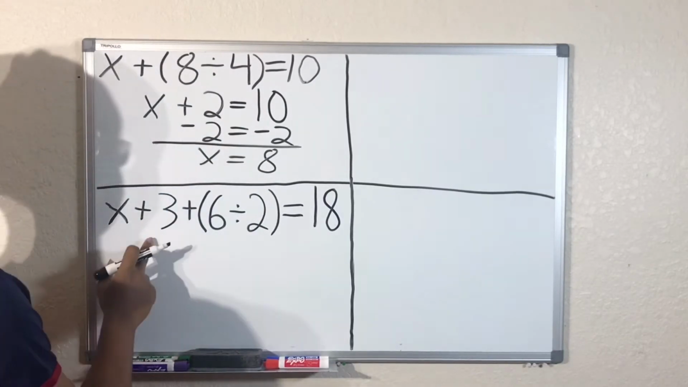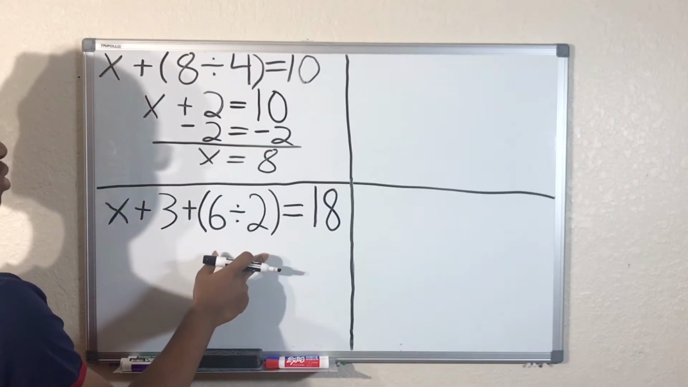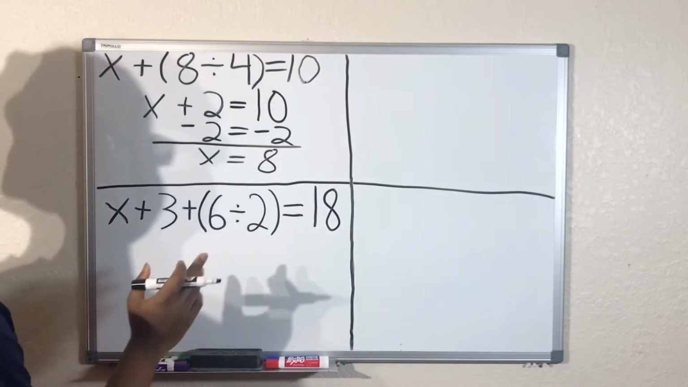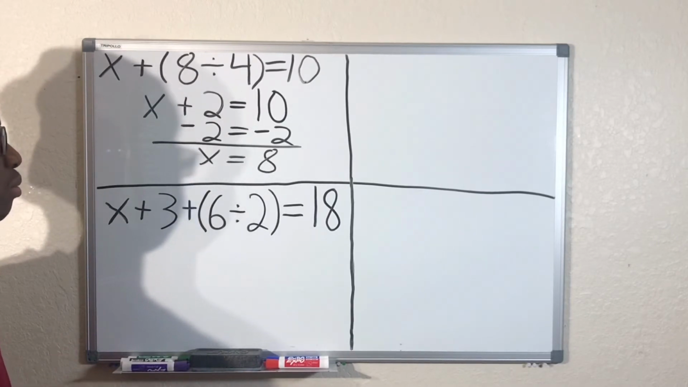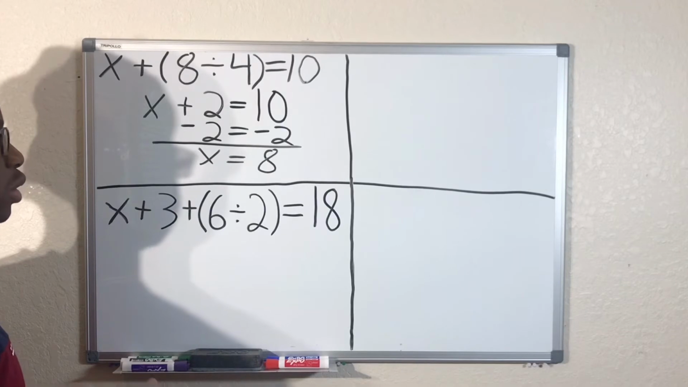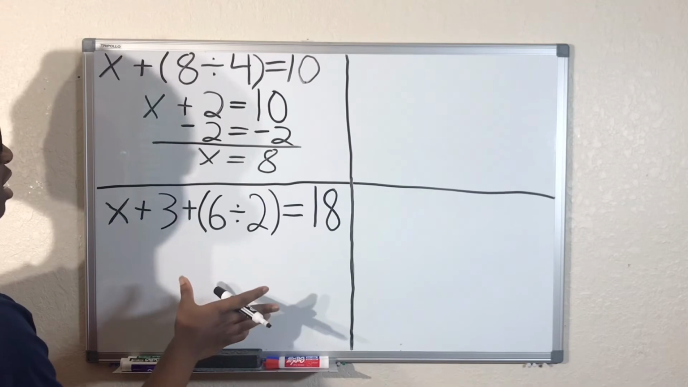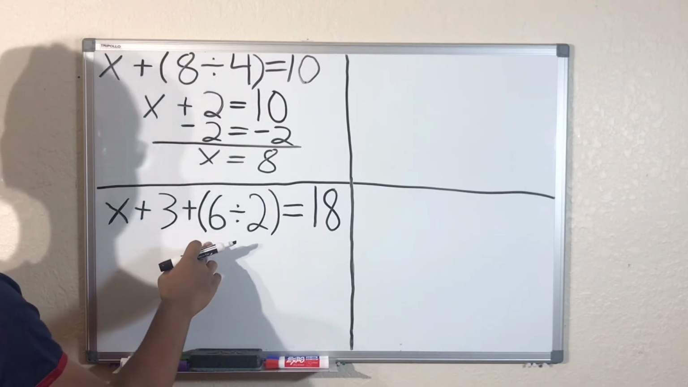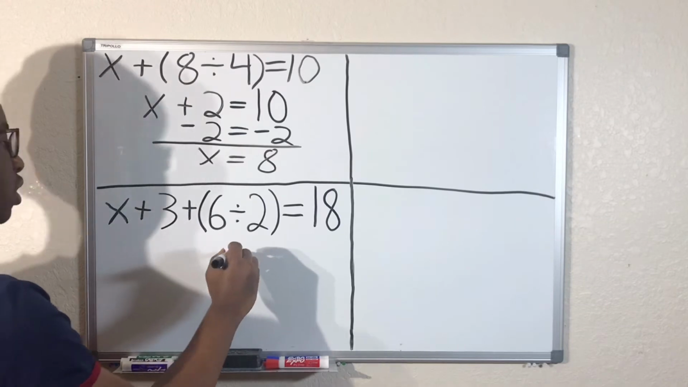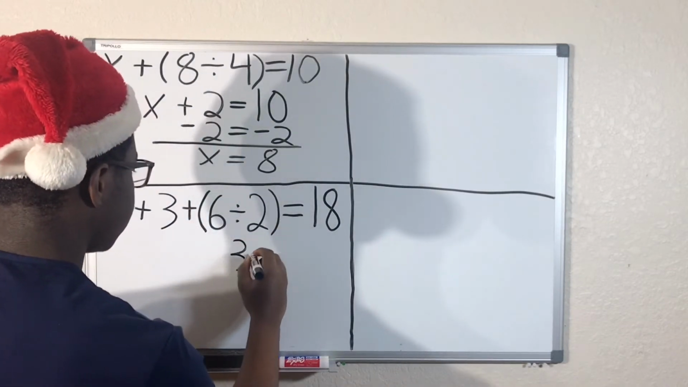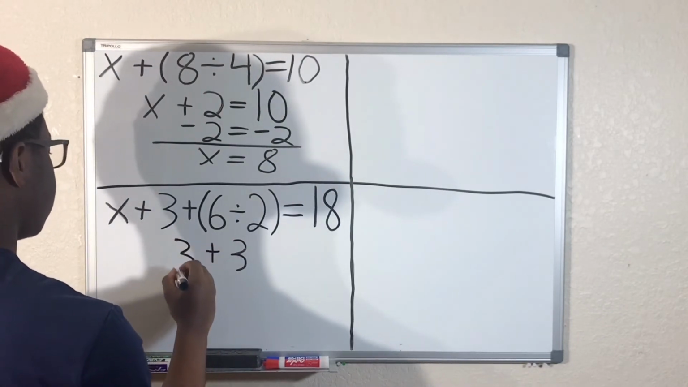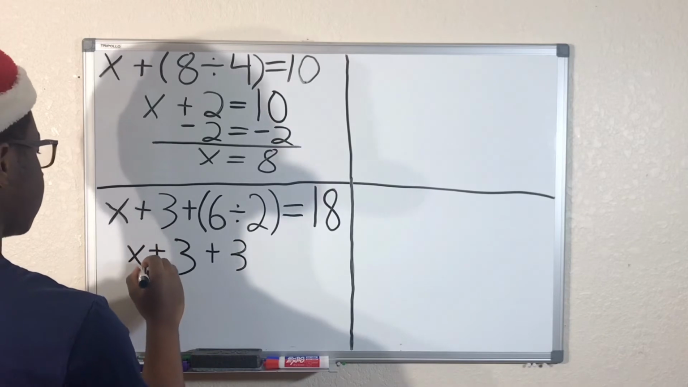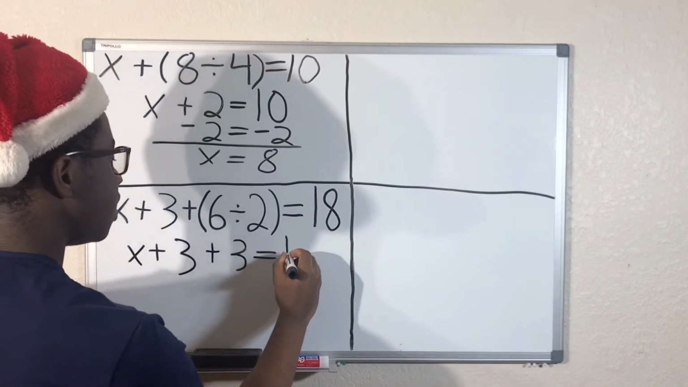Next we have x plus 3 plus (6 divided by 2) is equal to 18. So as I said before, we're working with a longer question. So go back to PEMDAS: parentheses, exponents, multiplication, division, addition, and subtraction. So what do we have highest here? We have P, parentheses. So you're going to go to 6 divided by 2, which is 3.